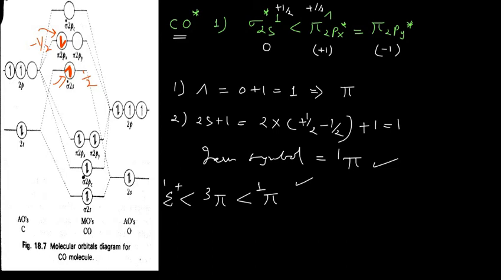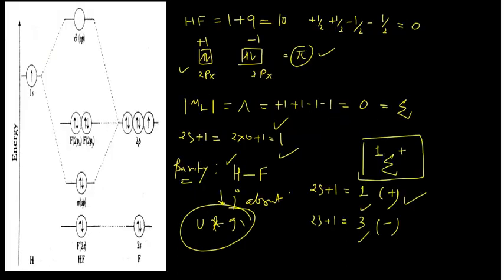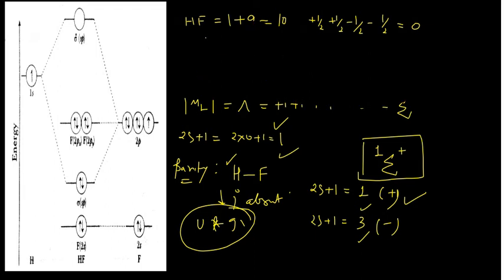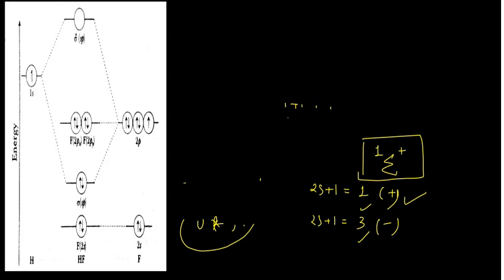Now let us check one more thing. Go back. If this is your HF molecule and you want to determine the molecular term symbol for the HF molecule, it's my request to please note down the molecular term symbol of normal HF. That means it is in the ground state, then it has the molecular term symbol of 1 sigma positive. Okay, I'm removing all these things. Fine, I have removed all these things.